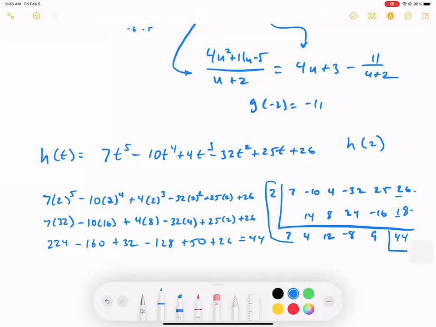So on your IXLs today, you guys are going to practice synthetic division. This is a new tool that you can use to solve for polynomials, and hopefully you find this helpful. And it's definitely a lot less crazy. Let me pause the recording and I can answer questions after that.